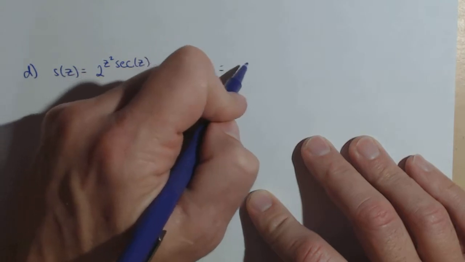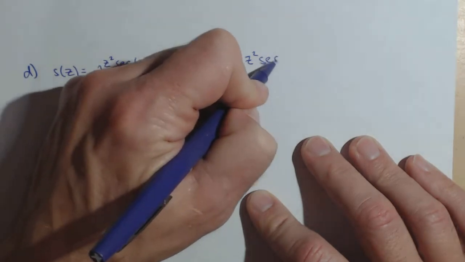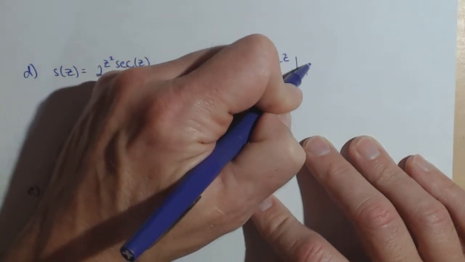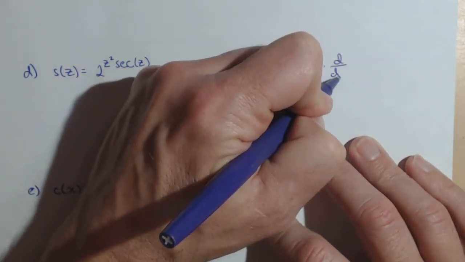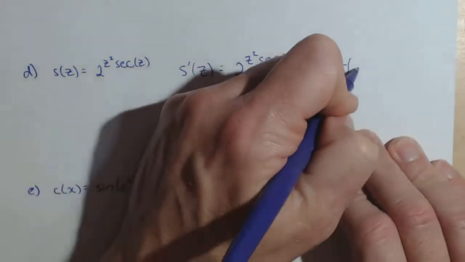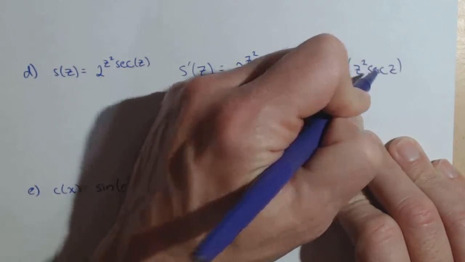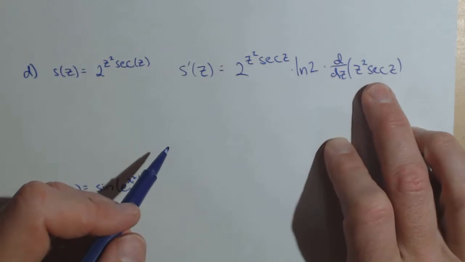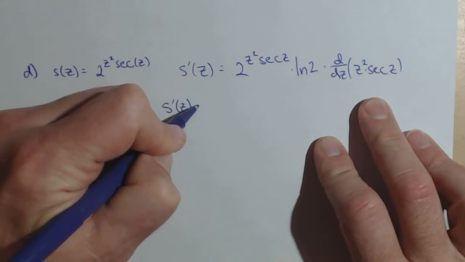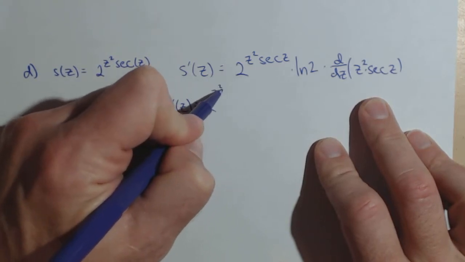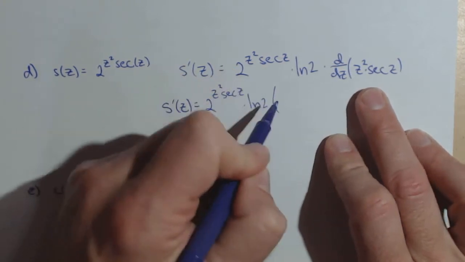So when we do the derivative, all exponentials have themselves in it, so it's 2 to the z squared secant of z times ln of 2, because the base is something other than e. Now times the derivative of the inside function, which in this case is the exponent, z squared secant of z. Now here's where things get a little interesting, because this is a product. It's going to require product rule. So s prime of z is going to be 2 to the z squared secant of z times ln of 2, and now times a product rule.